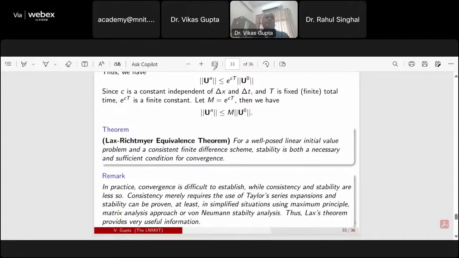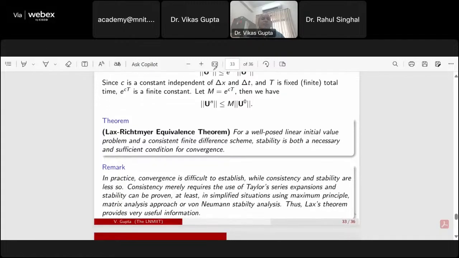So next, I am going to state the Lax-Richtmyer equivalence theorem. That theorem states that, to prove convergence, if your linear finite difference scheme is stable and consistent, then it implies convergence. So this is a very famous result given by Lax and Richtmyer and is known as the Lax-Richtmyer equivalence theorem.